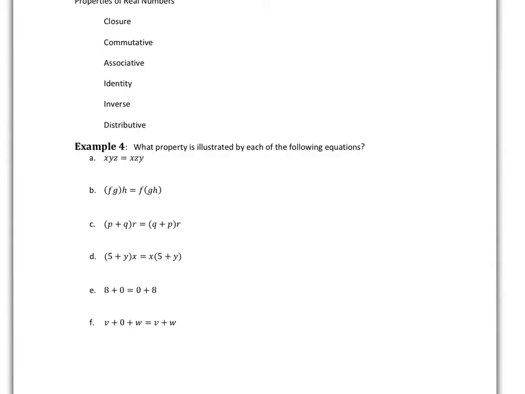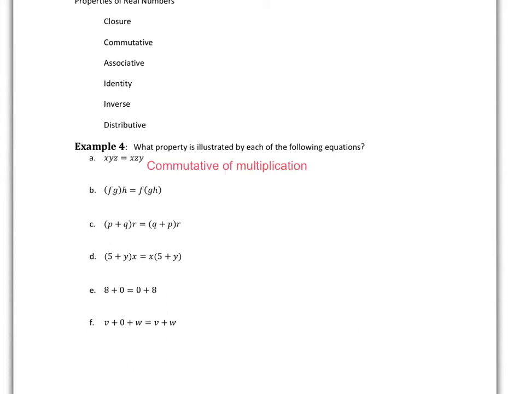All right, example 4. What property is illustrated by each of the following equations? We're going to refer to the properties of real numbers up above here. XYZ equals XZY. Notice that the Z and the Y are changing places, so that's definitely a commutative, and it would be commutative for multiplication. Make sure you put in either multiplication or addition for each of these properties.